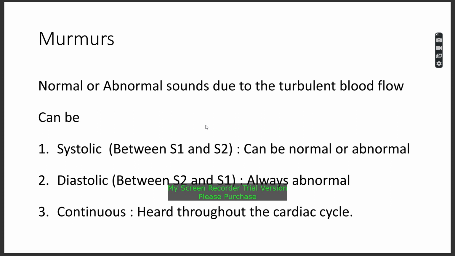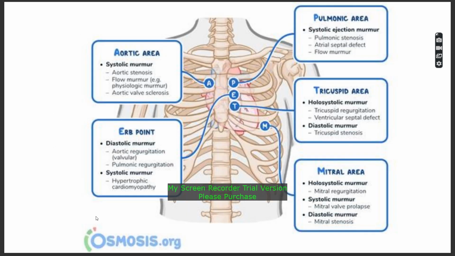Systolic murmurs, between S1 and S2, can be normal or abnormal. Diastolic murmurs, between S2 and S1, are always abnormal. Continuous murmurs are heard throughout the cardiac cycle. So there are three types of murmurs.